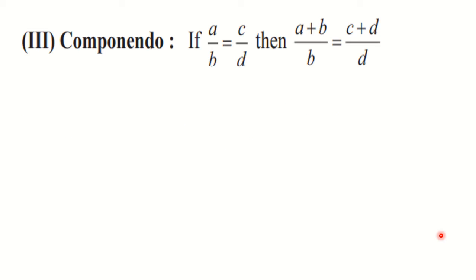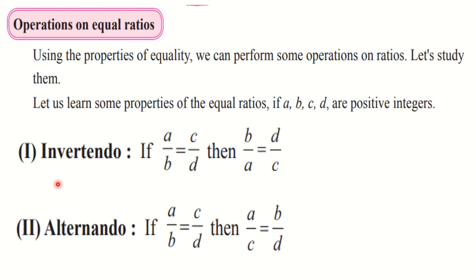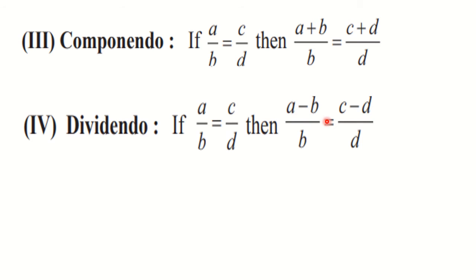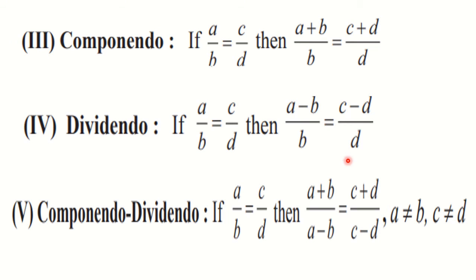Once again, let us see them. Which are they? First is invertendo: you have to invert the ratios. Second is alternando, where you alter the position of b and c. Third is componendo, that means add denominator to numerator, on both sides. Dividendo means subtract denominator from numerator on both sides. And componendo dividendo is a combination of these two properties, that means we are adding in the numerator and subtracting in the denominator. These 5 properties are very, very important.